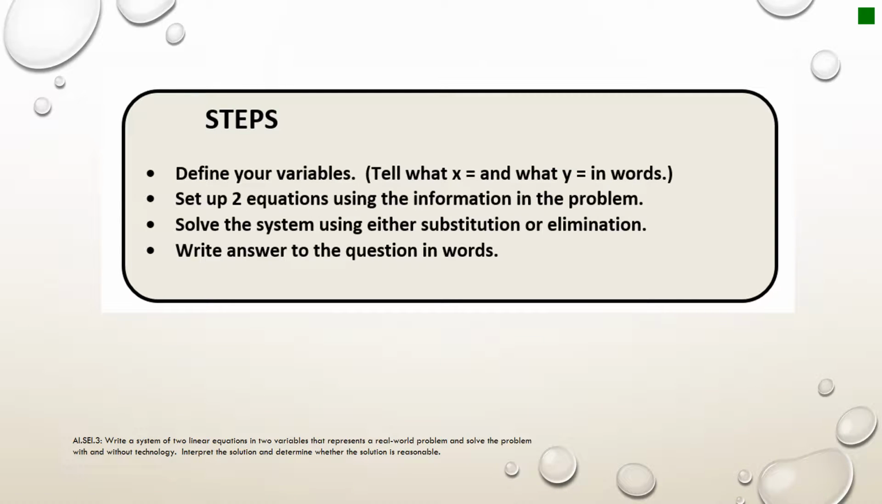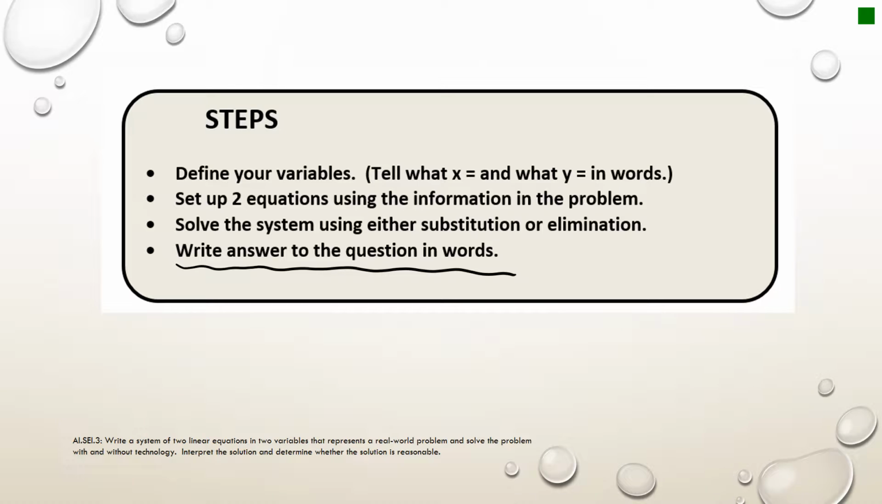You're going to define your variable. You have to tell what X and Y is in words. Now, in my personal opinion, if there are distinct letters that you can use, like in the last video, A for adults, K for kids, I would do that. Set up 2 equations using the information, solve it either using substitution or elimination, write the answer to the question in words, okay? We're not going to put it as an ordered pair in a story problem.